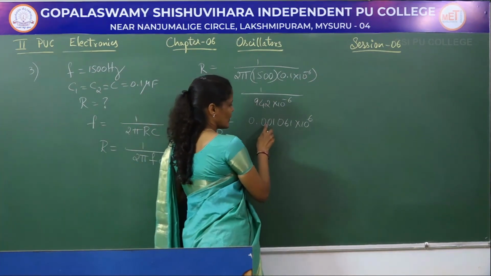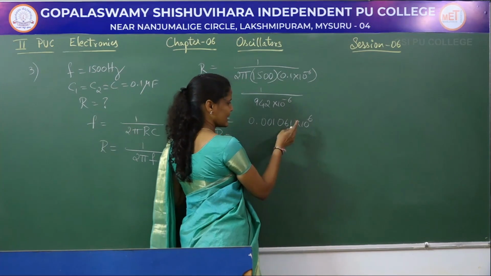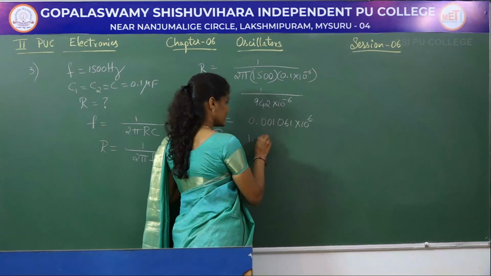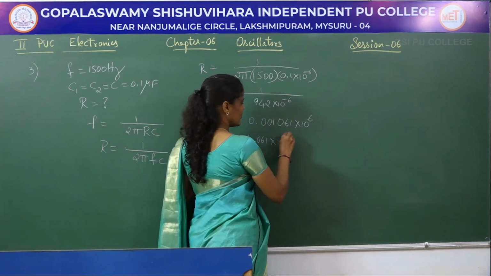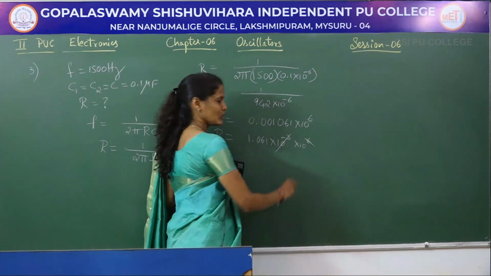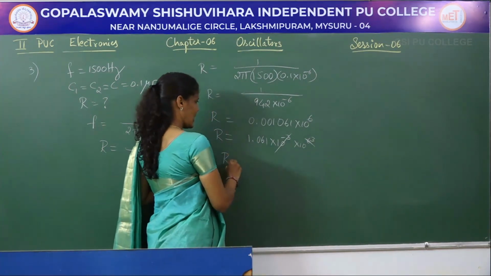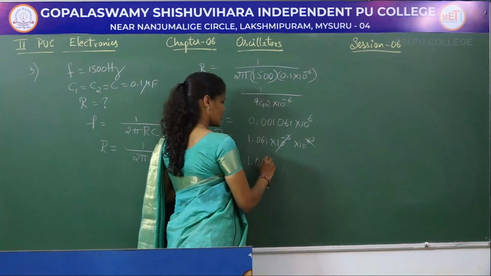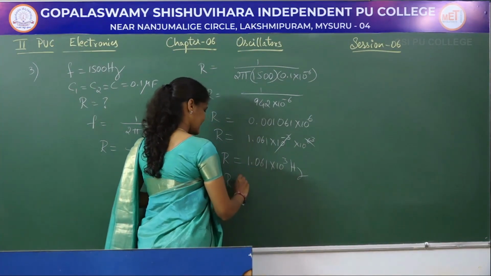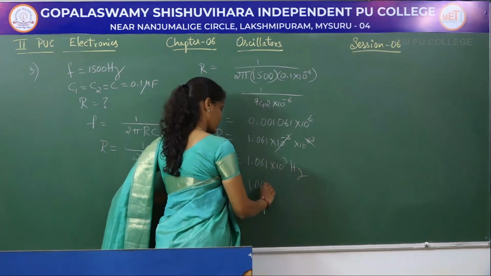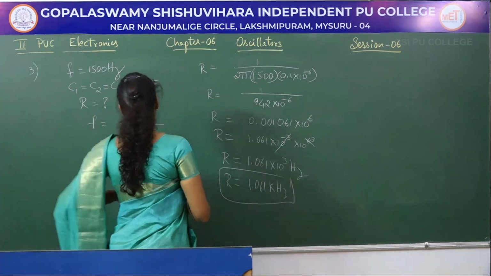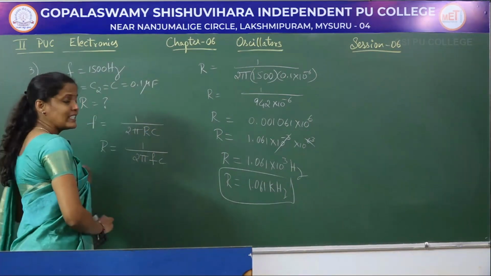R is equal to 1, 2, 3, or let us shift to 3 places. 1.061 into 10 to the power of minus 3 into 10 to the power of plus 6. 10 power minus 3 gets cancelled with 6, retaining 3. So R is equal to 1.061 into 10 to the power of 3 ohms, or R is equal to 1.061 kilo ohms. So this is the resistance value for the given value of f and C.